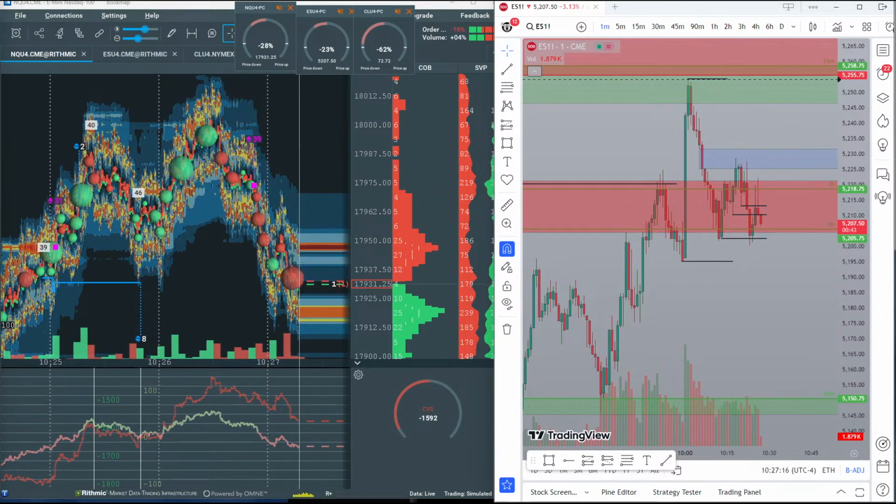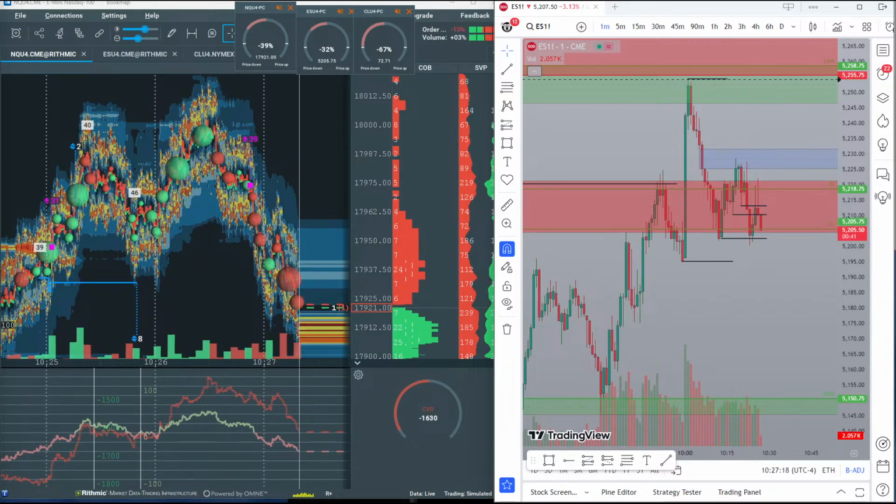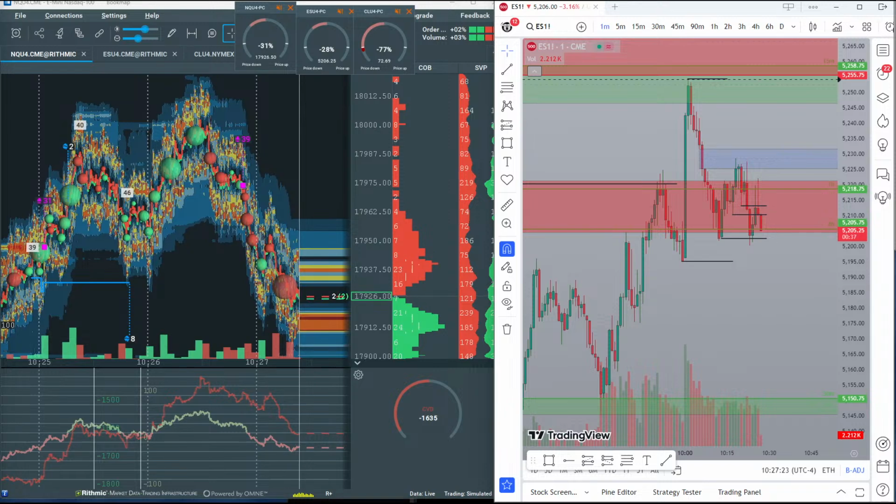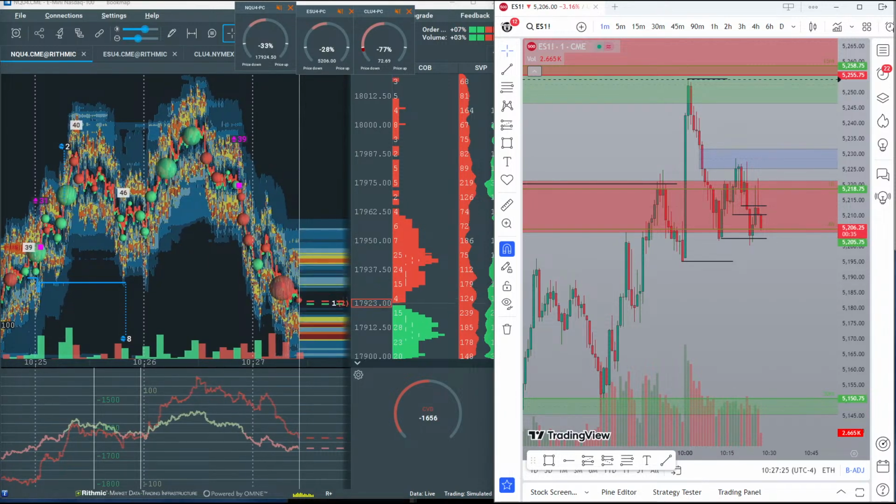That does look really good though. Some strong selling pressure. And we'll see if we get a drop.